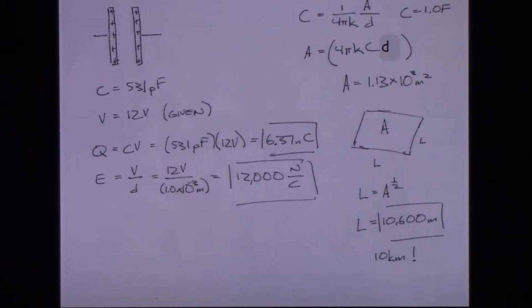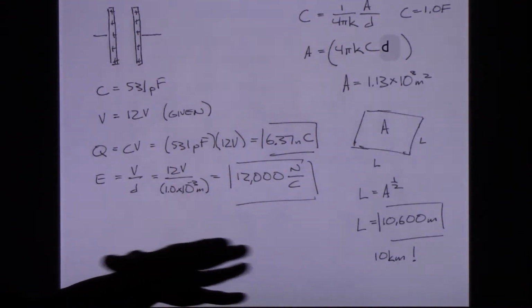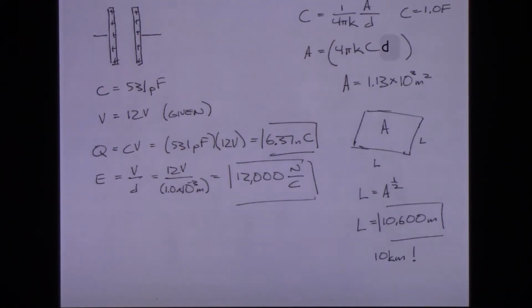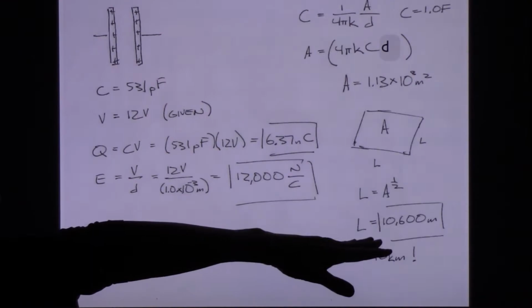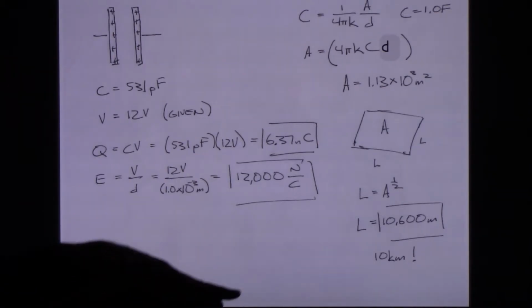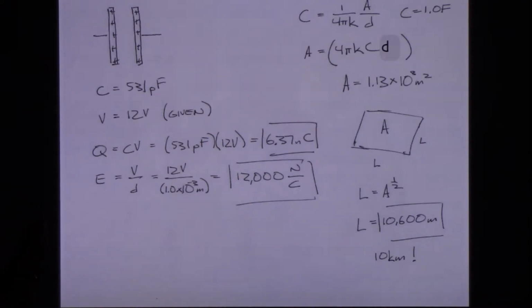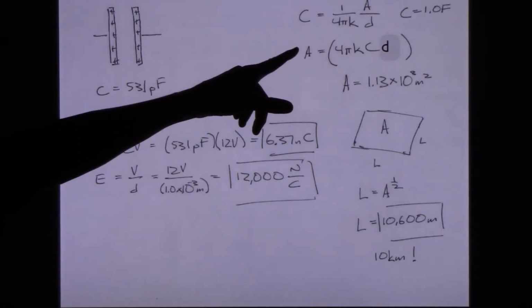I thought, 10 to the 8th square meters, that sounds like a lot of square meters. What if I imagine this being a square? What would the length of a side be? That would be the square root, which would be 10,000 meters. This capacitor would need a surface that's 10 kilometers by 10 kilometers in order to have 1 farad.